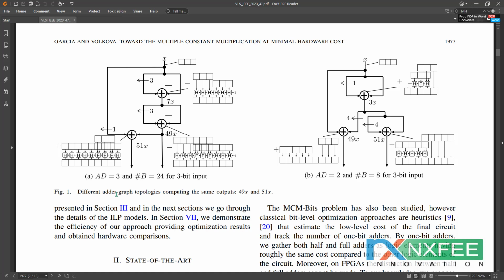The constant multiplications are 51x and 49x. Figure 1b shows 49x plus 51x. We can build different architectures: architecture A equals AD3 and architecture B equals AD2. Here you can analyze the number of additions and the number of shifting operations. Here they use a 3-shift method, two 3-shift methods, and one shift method. Here they use two 4-shift methods and one shift method.